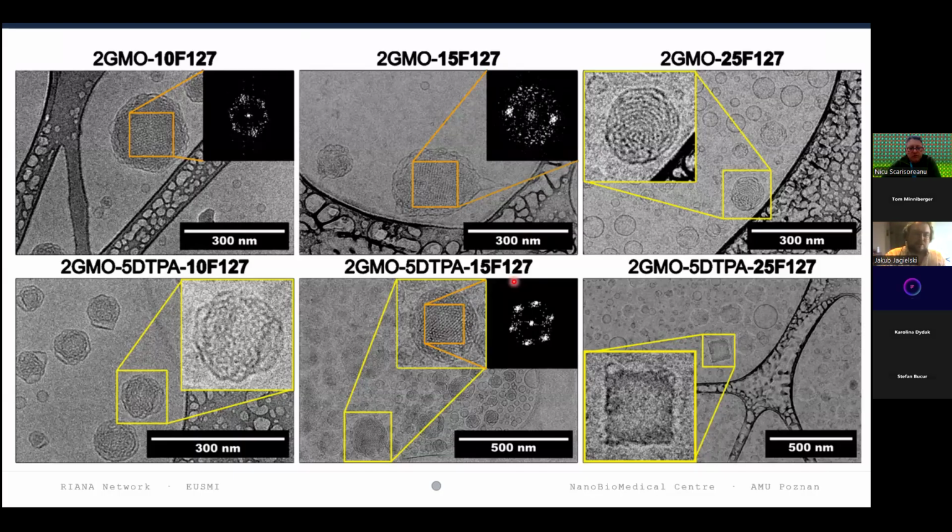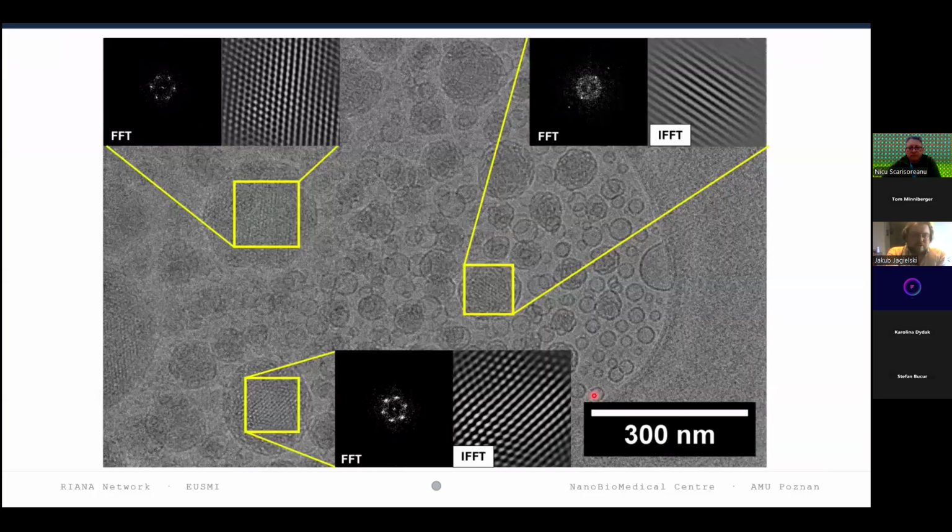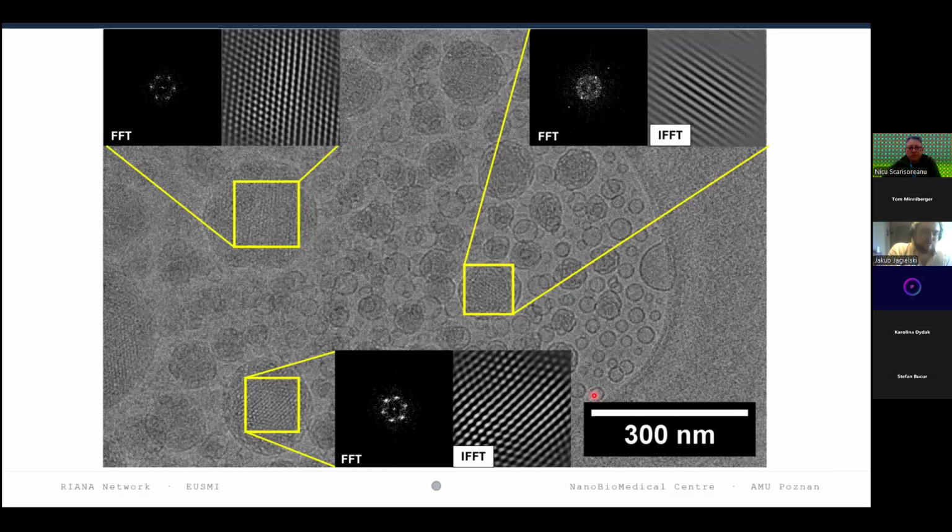Some of them you can see even have this cubic form. But what is also important, as I told you before, is that these dispersions are not monodisperse. They are heterogeneous. So we have liquid crystalline nanoparticles, but also a lot of different structures such as liposomes and some intermediate structures.